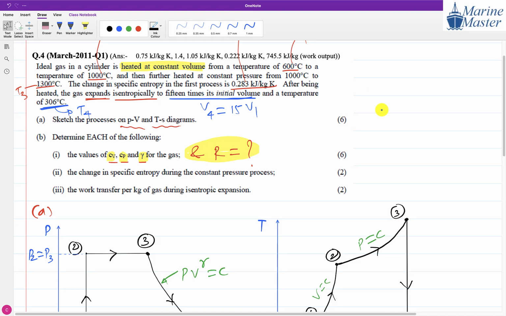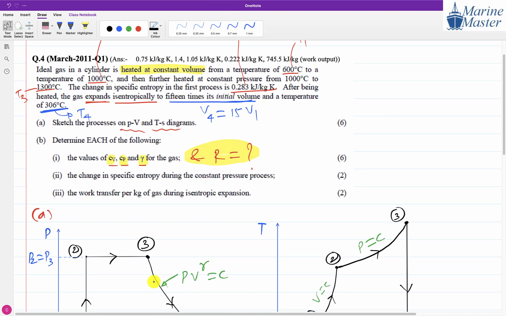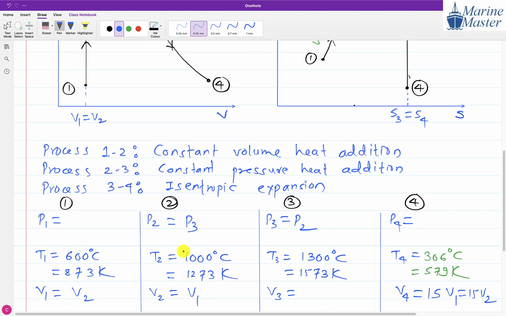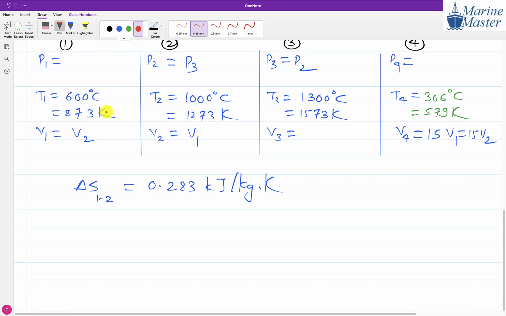So now what is our next target? What we have to find out? CV, CP, gamma and R. That is our target. So in this first part, what is our target? CV, CP, gamma and R. These four things we have to find out in this first part.